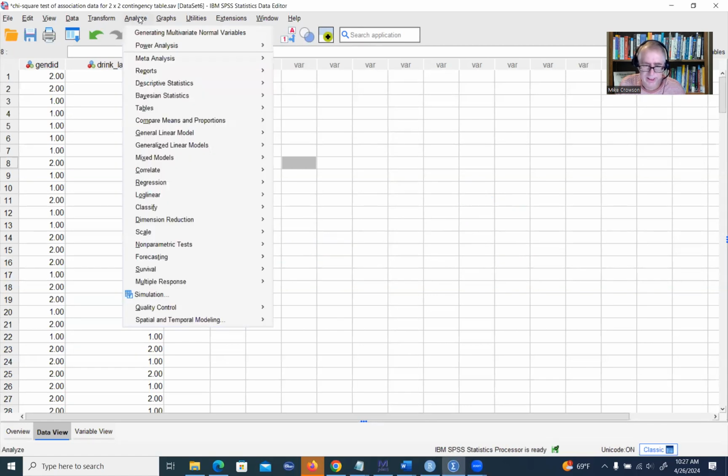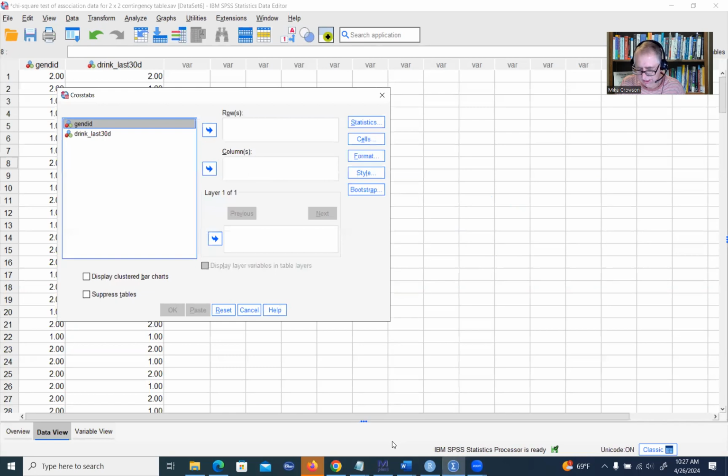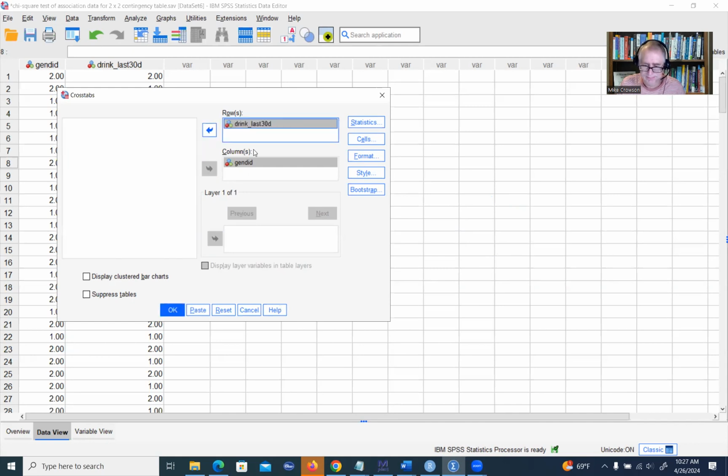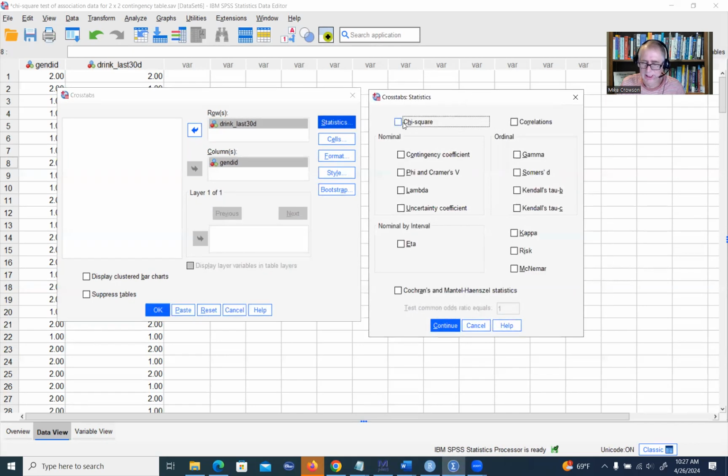So we'll click on Analyze. We'll go to Descriptive Statistics and then go down to Crosstabs. Where it says Crosstabs, the next thing we will do is move the gender ID variable over to the columns box, and we'll move the drink variable over to the rows box. Then where it says Statistics, I'm going to click on that tab. I'm going to click on chi-square and phi and Cramer's V, and we'll click on Continue.